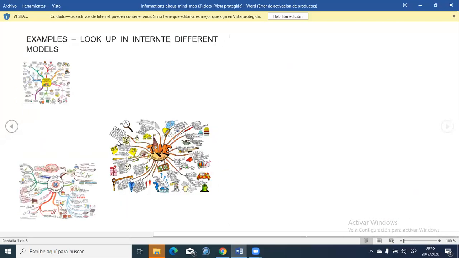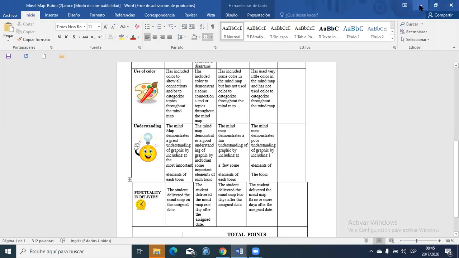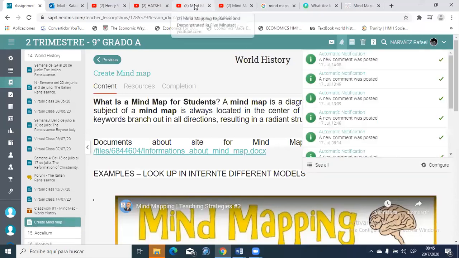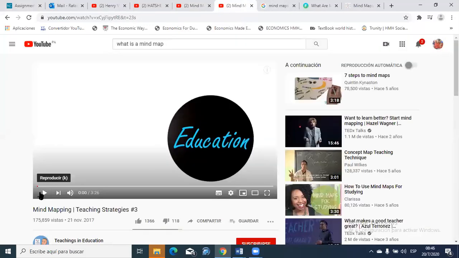These are some examples over here of different kinds of mind maps. Remember, the title has to be in the middle. In this occasion, the title is about the Renaissance, okay? So anyway, if you still don't understand or don't see the picture, that's why I brought you a couple of videos that talk about mind maps. I'm going to play this right now for you guys. Okay, pay attention.